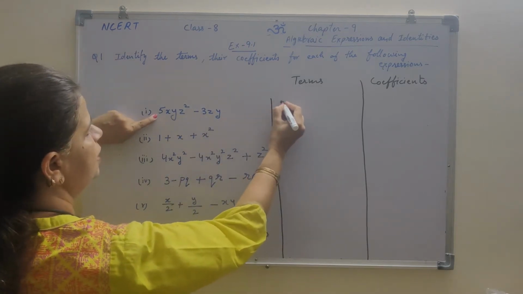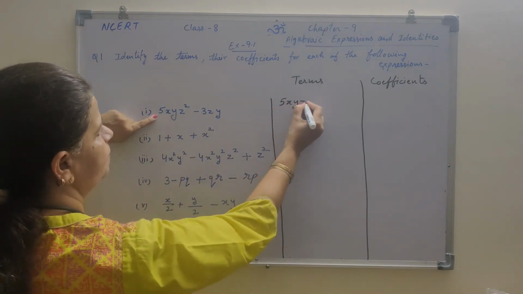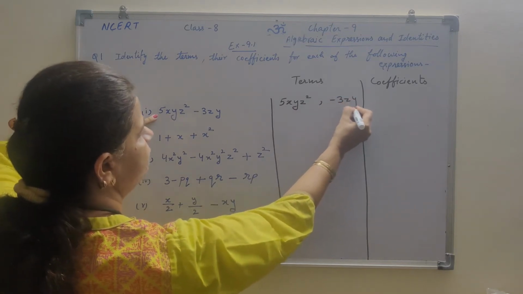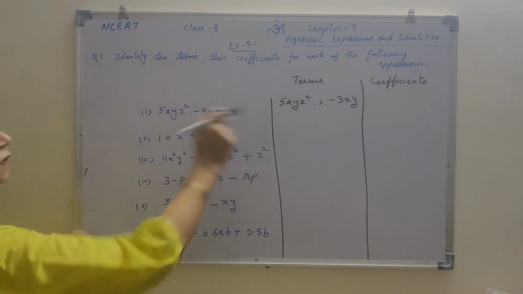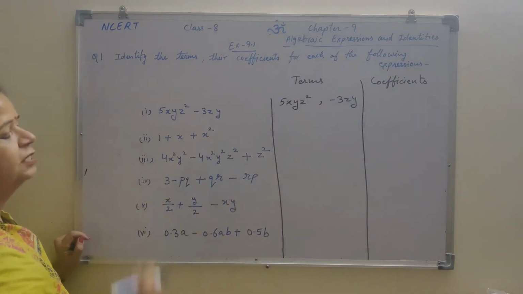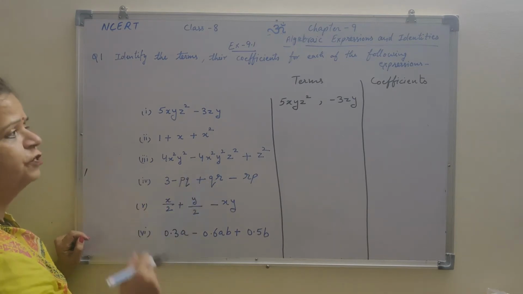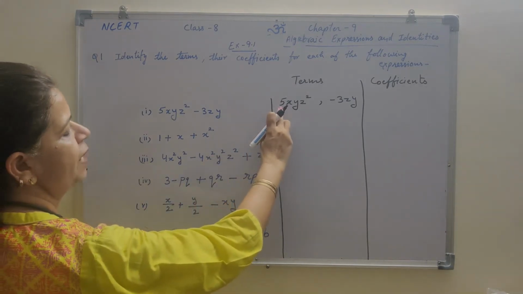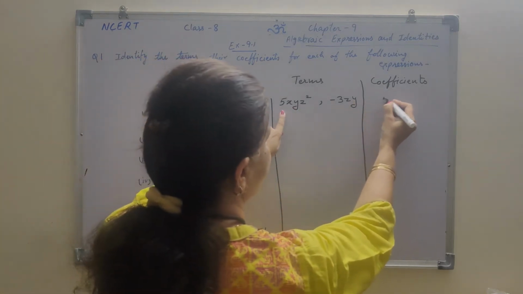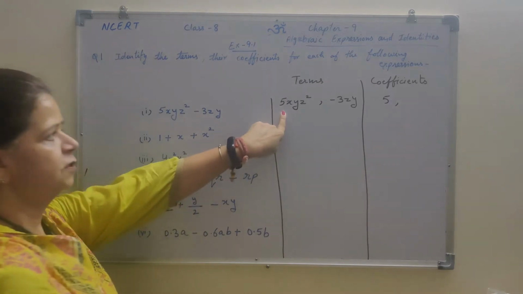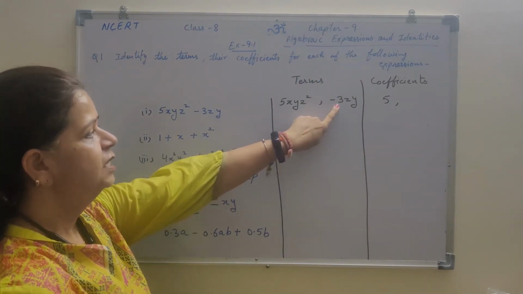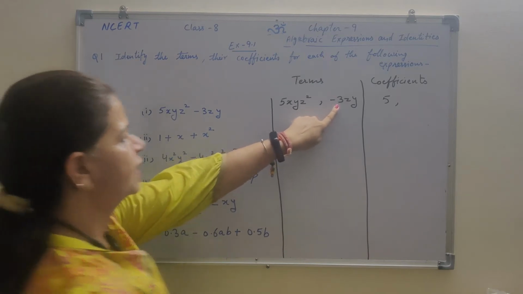So the terms are 5xyz square and minus 3zy. There are two terms. We put a comma and write down that we have these two terms. Now we have to write down their coefficients. Coefficient is the numerical value. The numerical value of the first term is 5, so the coefficient is 5 for the first term. And for the second term, the coefficient is minus 3. This sign will also be included with the numerical value.